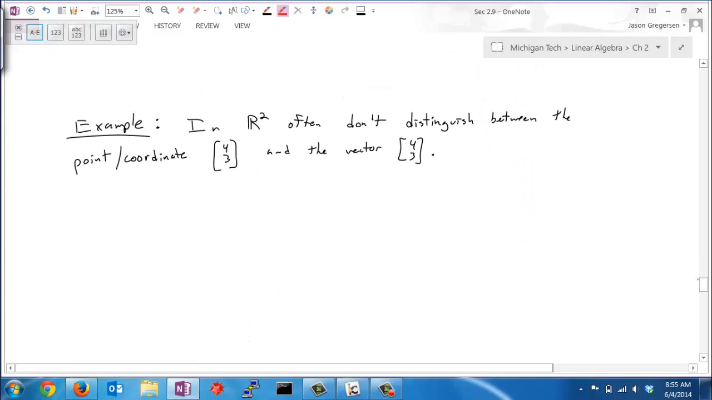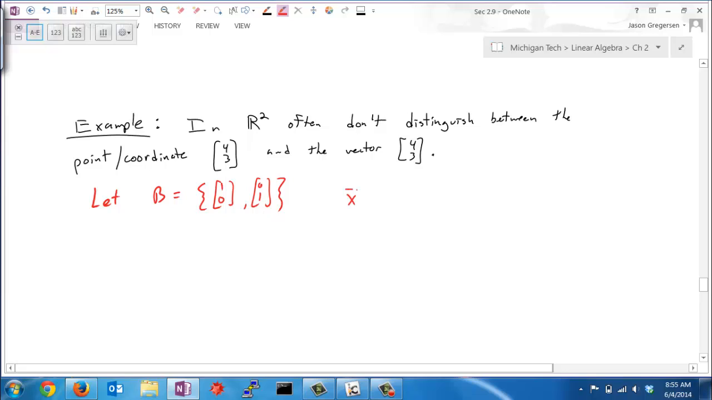In R2, we often don't distinguish between points, coordinates, and the vector. Right? We say 4, 3. Was that the point 4, 3 or the vector that goes to 4, 3? Whatever. Okay? But really when we talk about these points and these coordinates, we're saying let B, my basis, be 1, 0 and 0, 1, my favorite basis, what we call the standard basis.